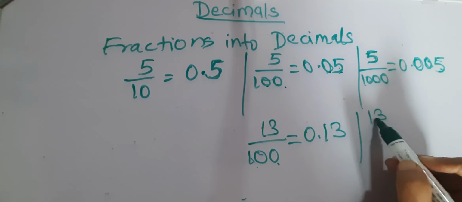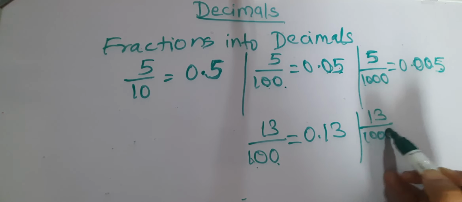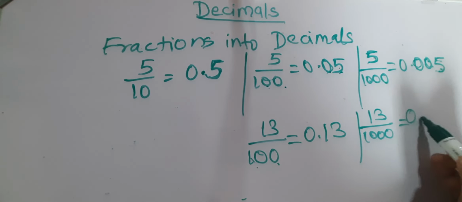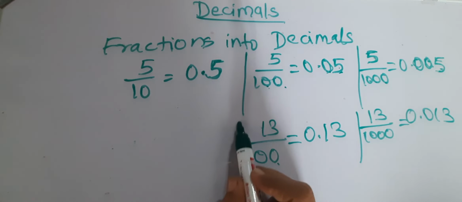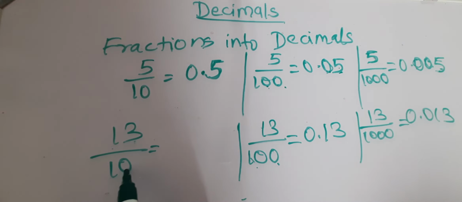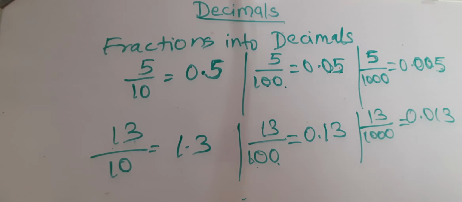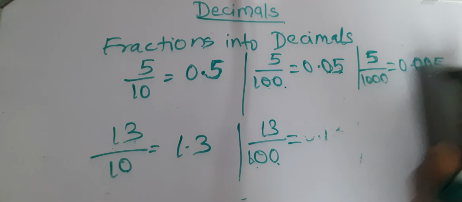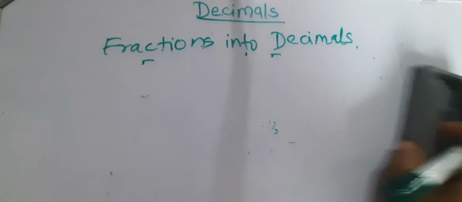Similarly, if we have 13 by 1000, how we'll write it? We need 3 numbers. So 0.013. And 13 by 10, only 1 number after the decimal point, because it is 10 here, so we'll write 1.3. Okay, I hope this is clear. Let's see a few more examples where we convert the fractions to decimal.